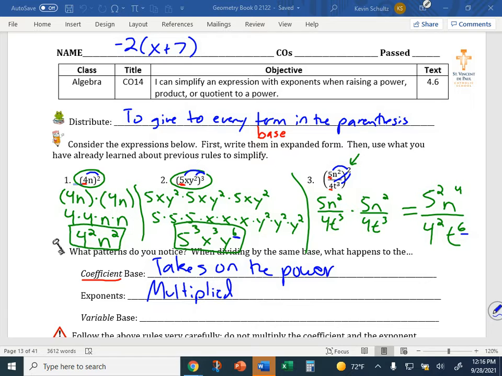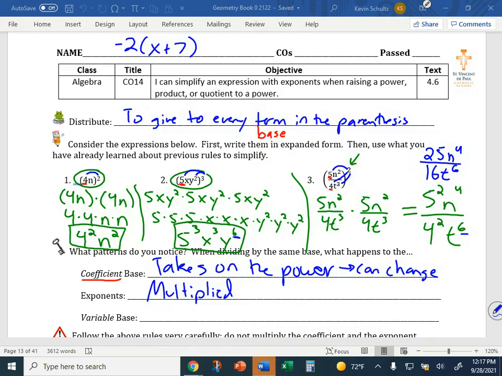Okay. How about our variable base here? And one more thing I want to add here for the coefficient, it takes on the power. And if we wanted to, we could write that 5 squared n to the fourth as 25 n to the fourth. And if we wanted to, we could write that 4 squared t to the sixth as 16 t to the sixth. Okay, so the coefficient base can change if you decide to actually multiply it out. Right? It has the potential. When it takes on that power, if it's a number, it has the potential to change if you multiply it out.